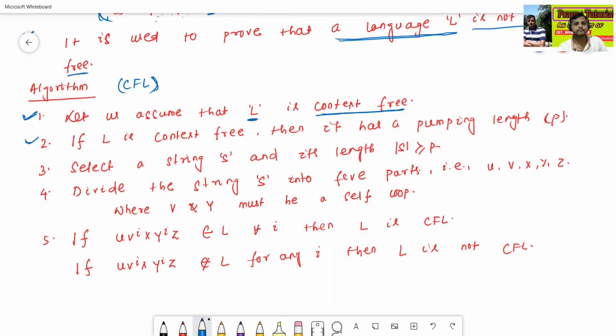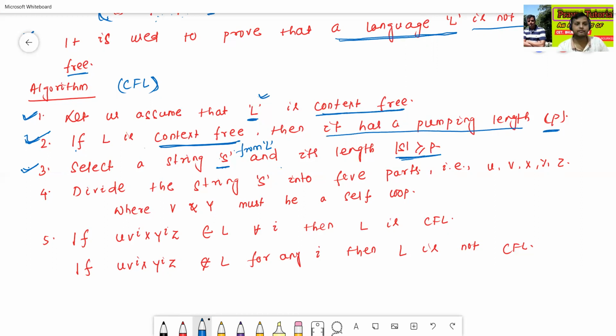What is the second step? If L is context-free, then it has a pumping length p, because this is the definition of the pumping lemma of context-free language. What is the third step? Select a string S from L, and its length must be greater than or equal to p, the pumping length.